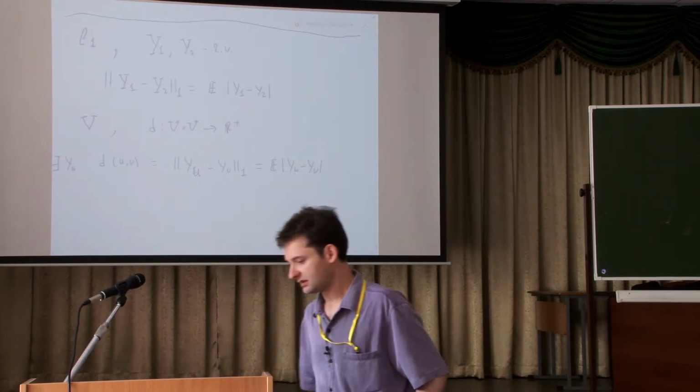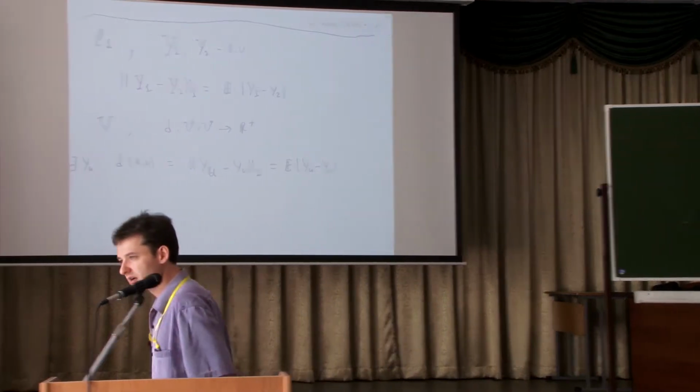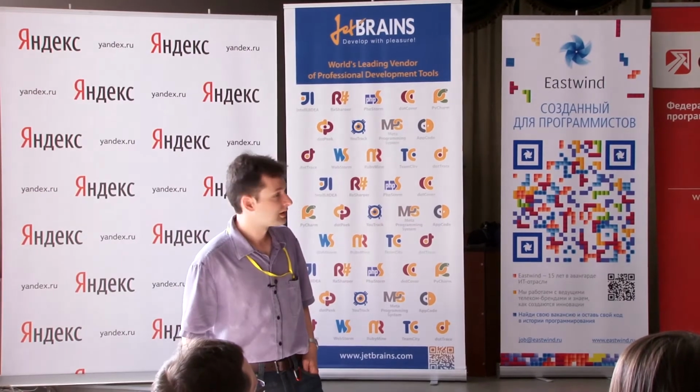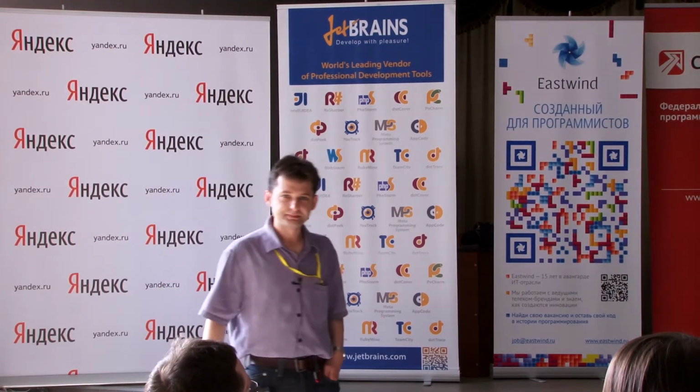Why are the random variables in R, or where? Sorry? What are the random variables? With real values. It's just real values. Real values, right.